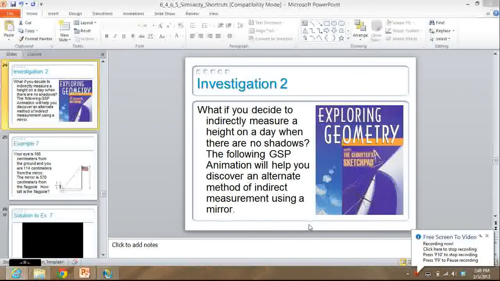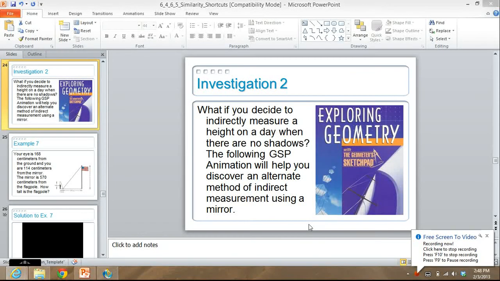Okay, in this investigation, you just did some problems prior to this where you had shadows and you noticed that the shadow of, say, the person or the pole were matched up to the height of the person or the pole, and you cross multiply and solved it. But the problem is it's not always sunny. We're not in ancient Egypt where it's sunny like 90% of the time.